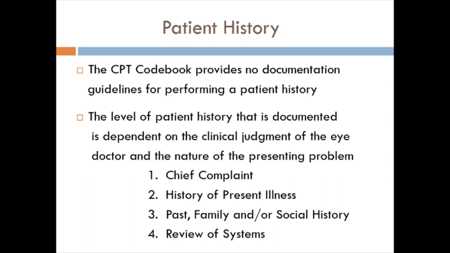And again, just like everything else, the level of history is an evaluation and management term. It's not really pertinent when you're talking about the ophthalmological codes. But since we have no reference, I wanted to give some reference. So the level of history that's documented is dependent on your judgment, again, and the nature of the problem. And you're going to, of course, record chief complaint, history of present illness, and the other things you see on the slide.